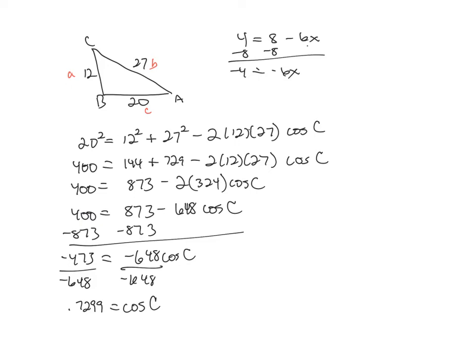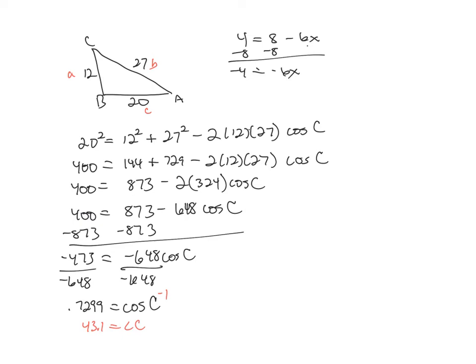All right. I'm finding an angle, so I got to do the inverse. So cosine inverse of 0.7299, 43. 43.1 for angle C. And I don't know. Yeah, it says round decimal answers to the nearest tenth, 43.1.